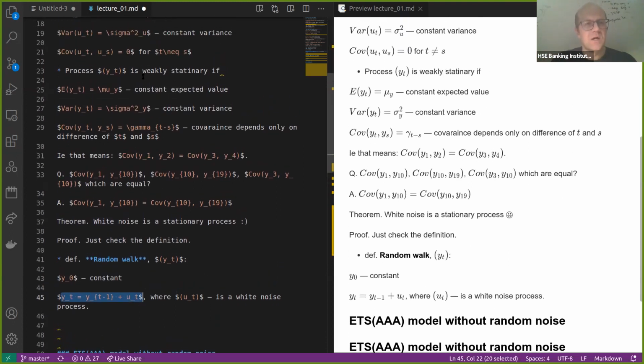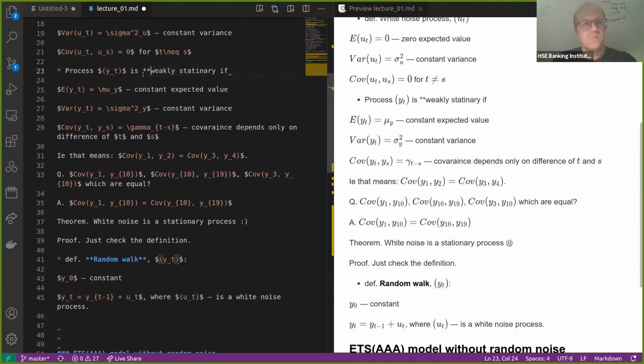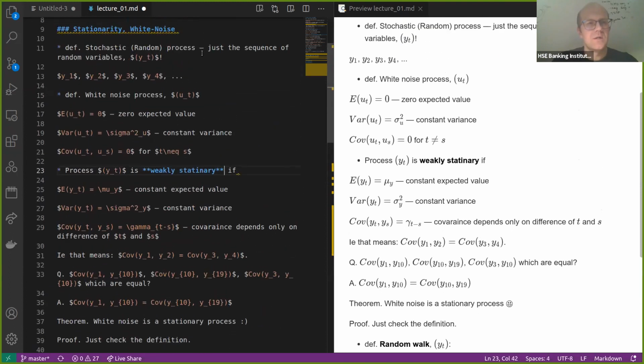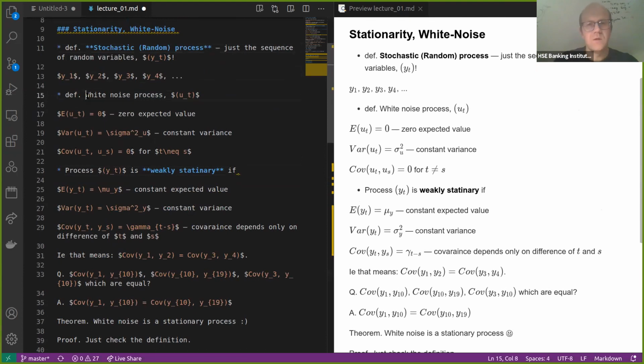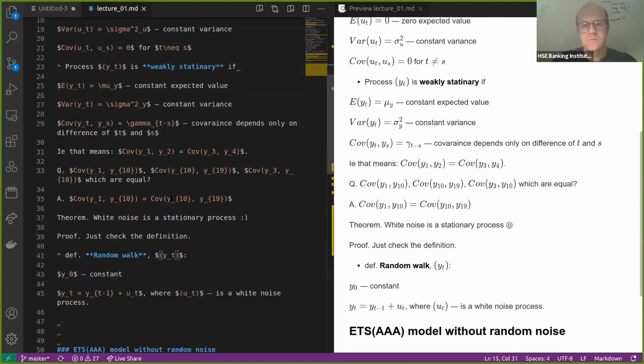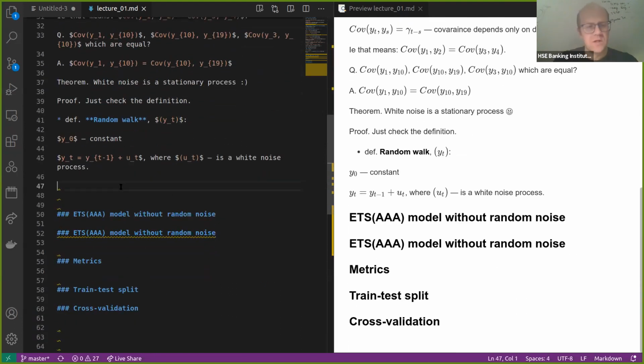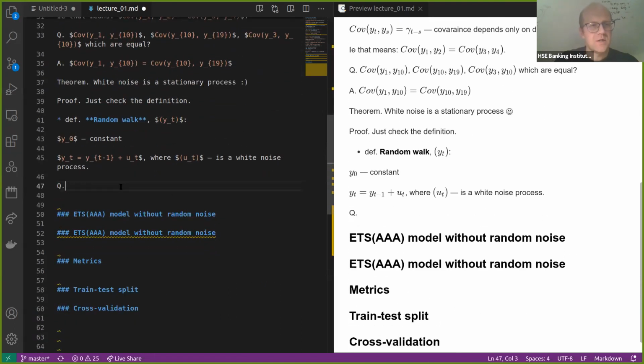Okay, let's solve some small exercises. Let me make definitions in bold, that will allow white noise process. Okay, let's move on. Let's solve some quick exercise.